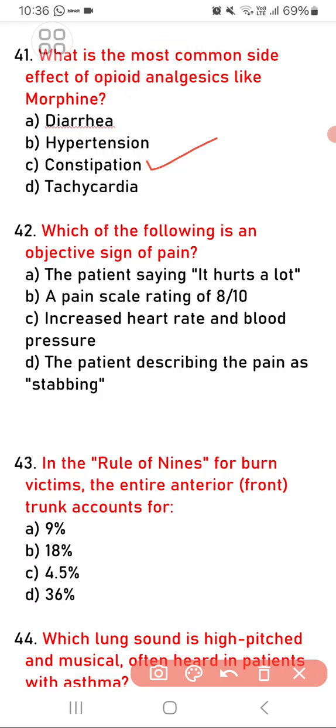Which of the following is an objective sign of pain? Increased heart rate and blood pressure. In the rule of nines for burn victims, the entire anterior trunk accounts for 18%.